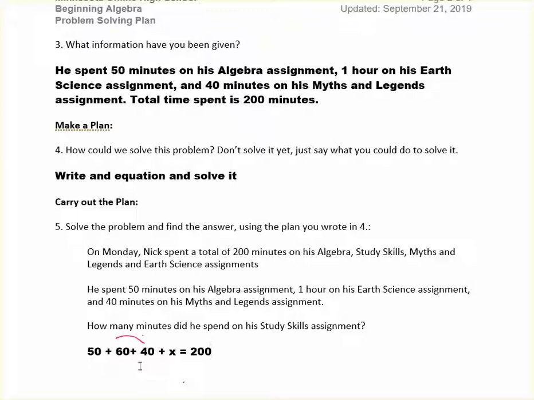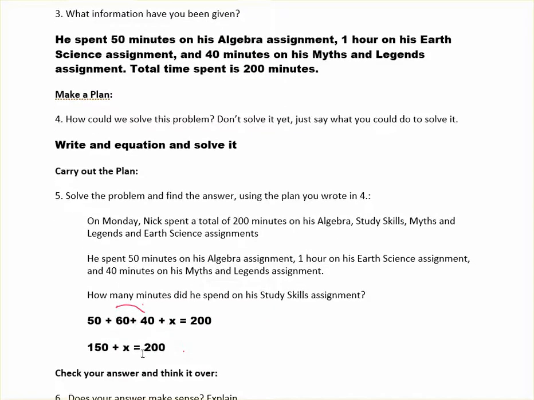So now I've got kind of an easy equation, 150 plus some number, and we have worked with equations like this. 150 plus some number is equal to 200. So now we have to think, what would our missing number be? And it would be 50, because 150 plus 50 more is 200, so x equals 50.